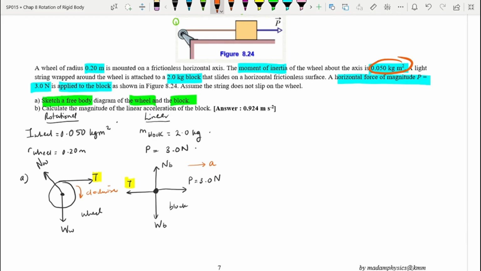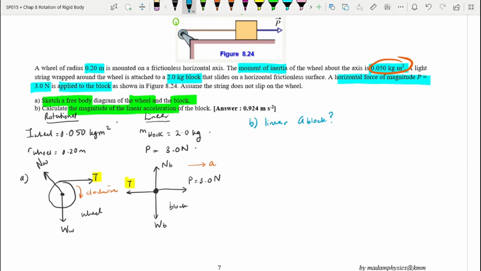Okay, so let's try answering question B. Calculate the magnitude of linear acceleration of the block. Okay, it does not ask for the angular acceleration of the wheel, but the linear acceleration of the block. So, the next question, B, wants the linear acceleration of the block. The question could ask for the angular acceleration of the pulley, of the wheel, but it does not. It asks for the linear acceleration of the block.